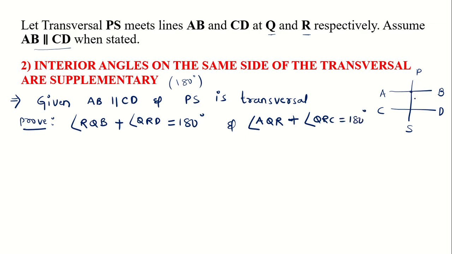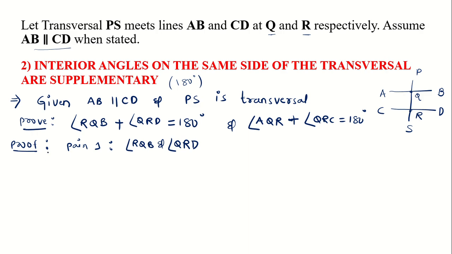So this is your line, and the transversal line PS will cut at point Q and at point R. Okay, now let us begin with our proof. So how will you solve this? By a theorem. Now the first pair here, what is your first pair? It is angle RQB and it is your angle QRD.